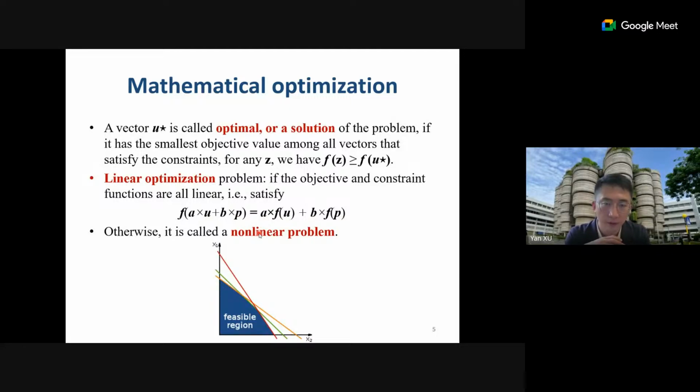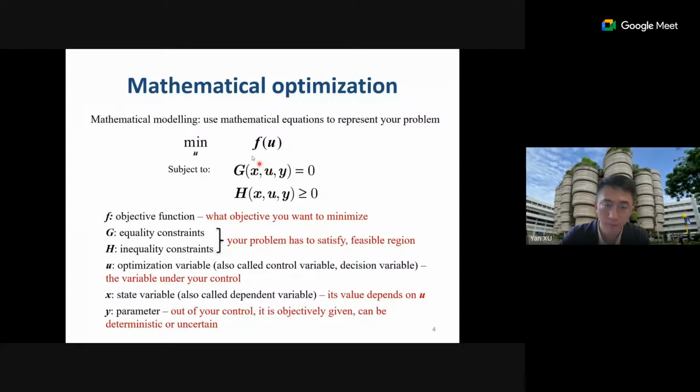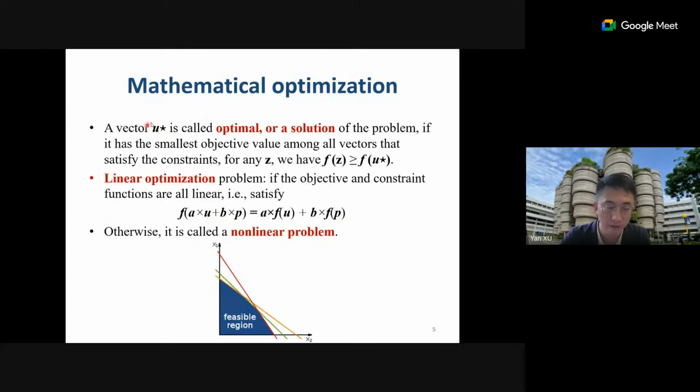Now, the optimization solution of the optimization. Just now I said the solution of the problem is actually the value set of u. Here we can denote it as u star. The vector u star is called the optimal solution of the problem, since it can achieve the smallest objective value among all the available or feasible vectors that satisfy the constraints.